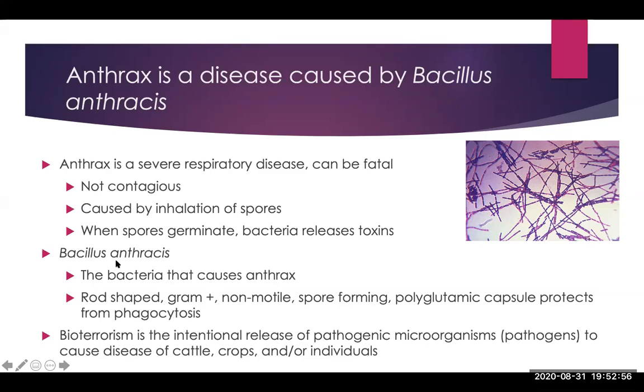So I already told you Bacillus anthracis is the bacteria that causes anthrax. These are rod-shaped bacteria, and they are what we call gram-positive. And that might not make sense to you right now, but it will in a few weeks, okay? But gram-positive are always purple. And if it was gram-negative, it would be pink, okay?